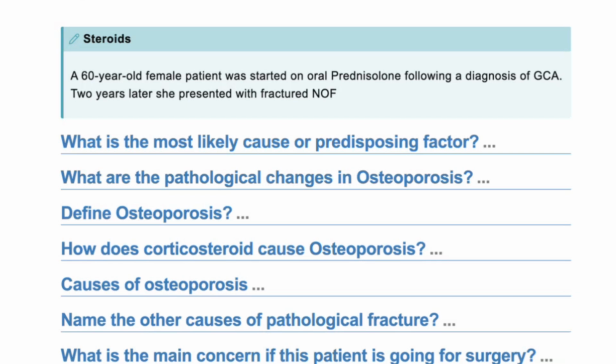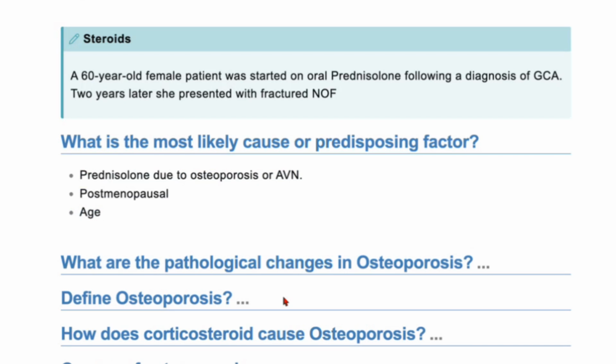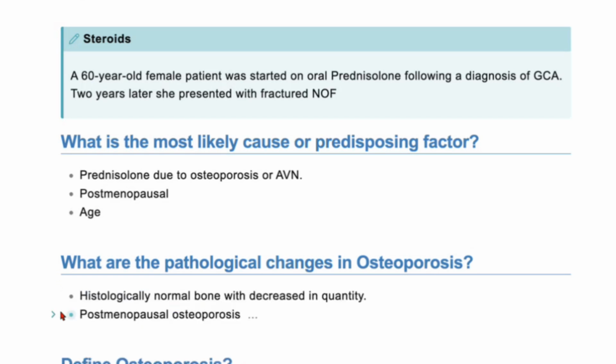Why can long-term steroids lead to neck of femur fracture? Long-term steroids cause neck of femur fracture because they can cause osteoporosis, and this is because they cause decreased bone mineral density. It can also cause avascular necrosis of the femoral head. What are the pathological changes in osteoporosis? The pathological changes in osteoporosis are that you would have normal bone quality, so normal calcification of the bone, but a reduced bone mineral density. So you essentially lose trabeculae of the bone.